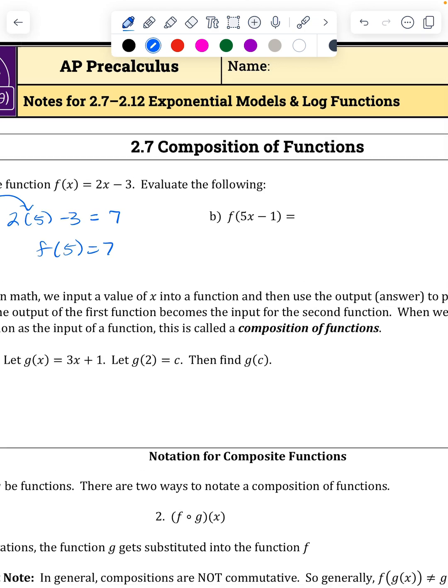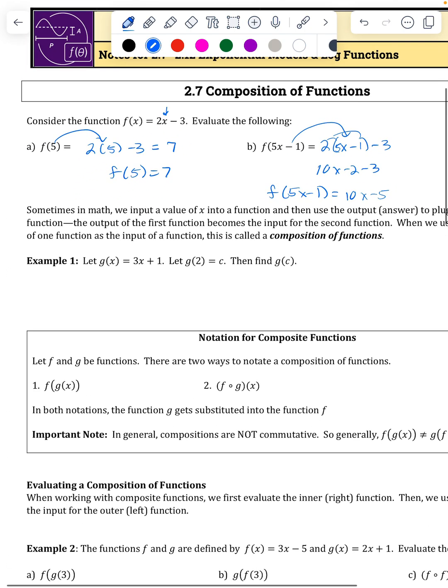Here it wants you to plug in 5x minus 1. So you are going to put that in for this x. Whatever they give you goes in where the x used to be, even if it's not just a number. And then you would do the math. In this case, you would distribute the 2 and then simplify. So you would say, when I plug in 5x minus 1, f of 5x minus 1 simplifies to be 10x minus 5. That's just kind of getting your brain in place.